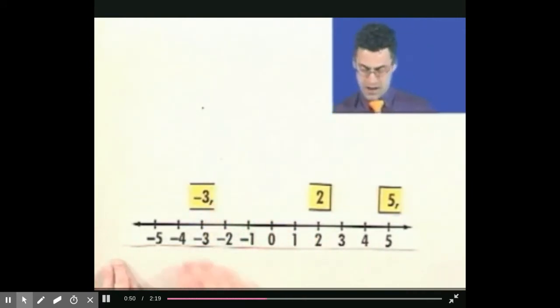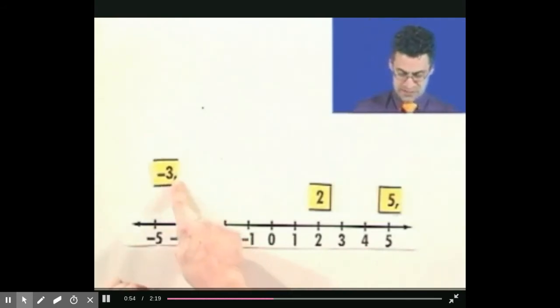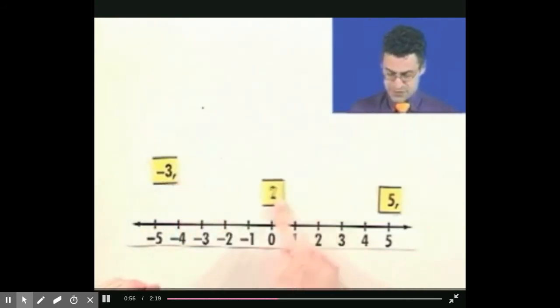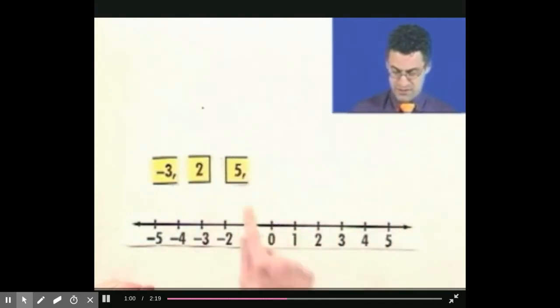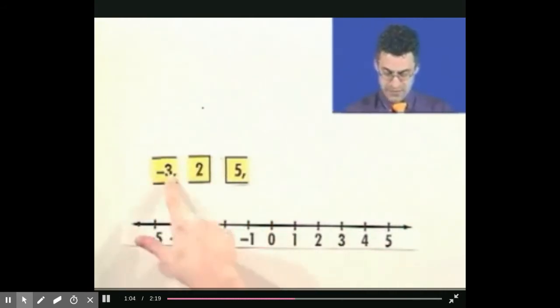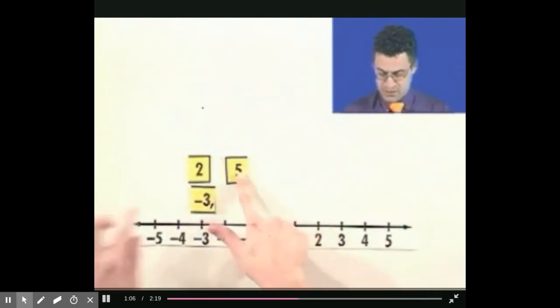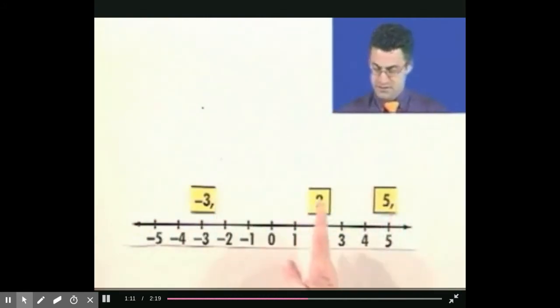And so when I see this, this automatically gives me the ordering. Negative 3 is the smallest of the 3 numbers. 2 is in between. And 5 is the largest. And so the ordering from smallest to largest is negative 3, 2, 5. And we can see that by seeing their locations on the number line and reading from left to right. Let's try one more.